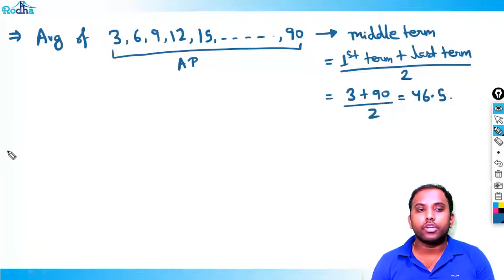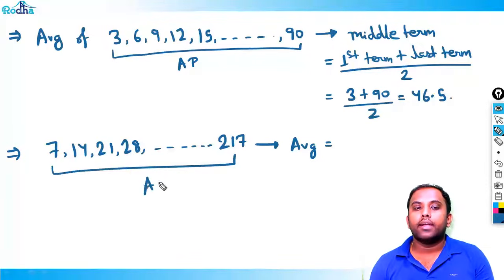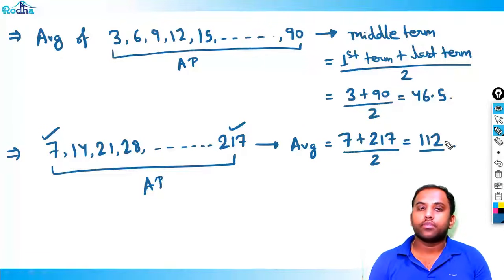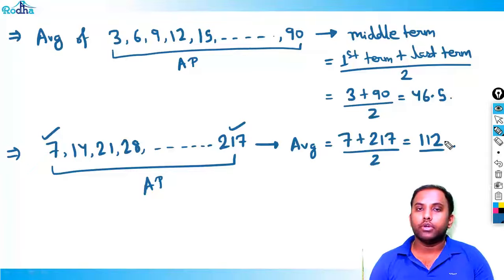Any series you can take, it should be in AP. Suppose 7, 14, 21, 28, right, till 217. I'm trying to calculate the average. Since this series is in AP, you can blindly do first term plus last term by 2. 7 plus 217 by 2, that is 112, is the answer. So blindly you can write in AP, average is the middle term, and middle term is first term plus last term by 2. Okay?